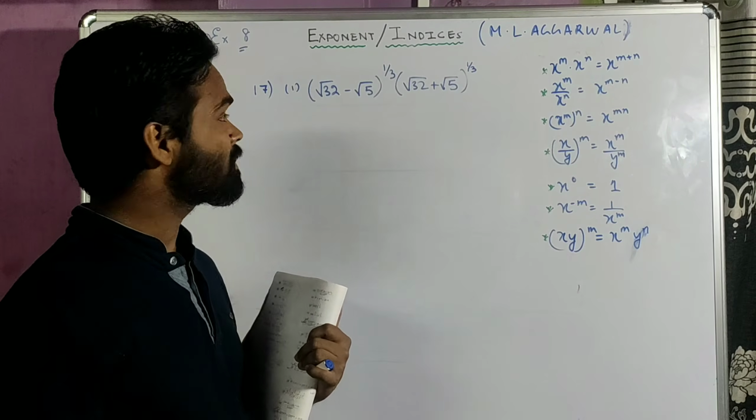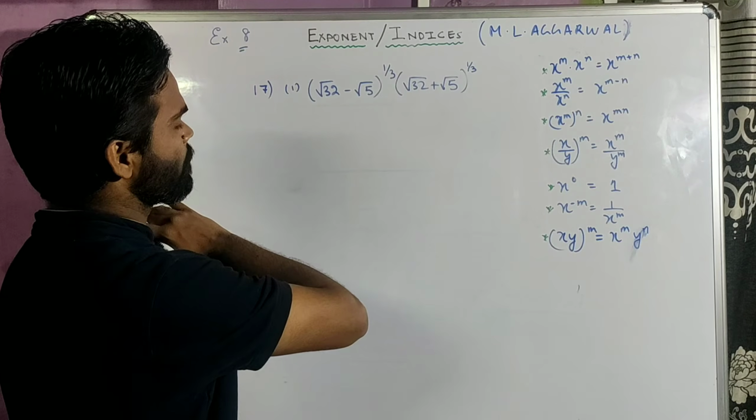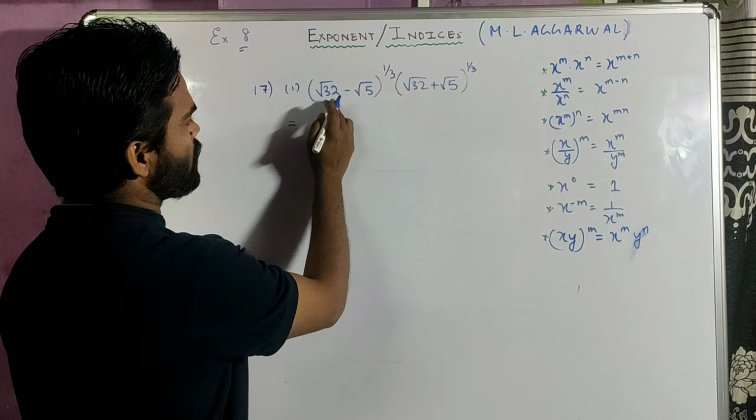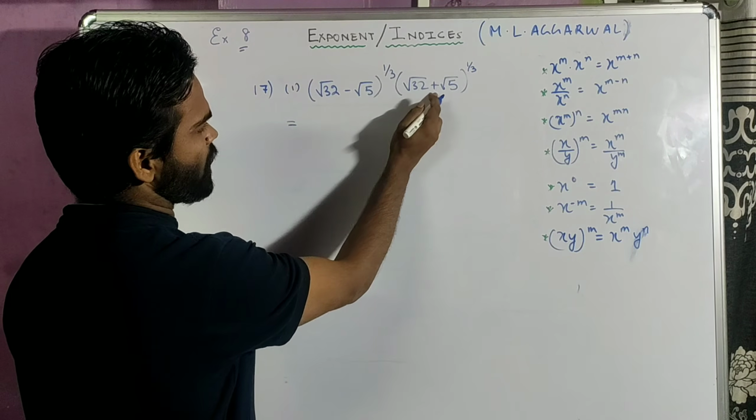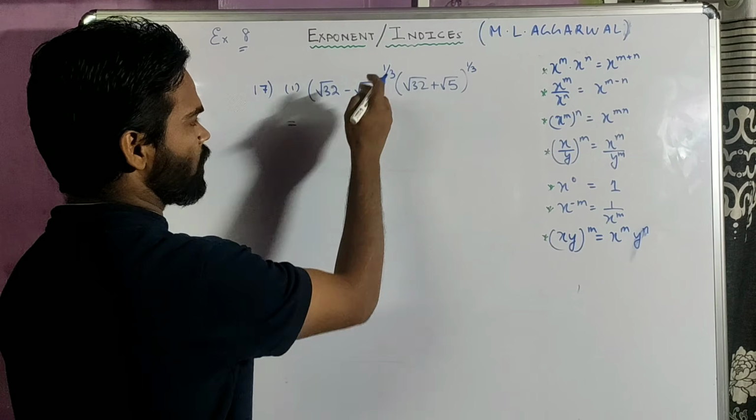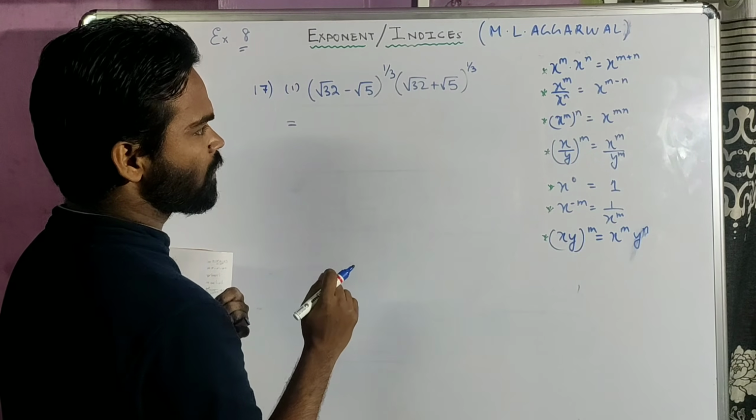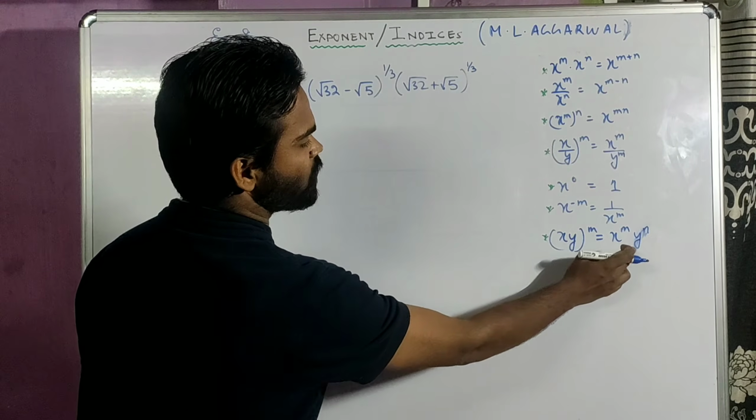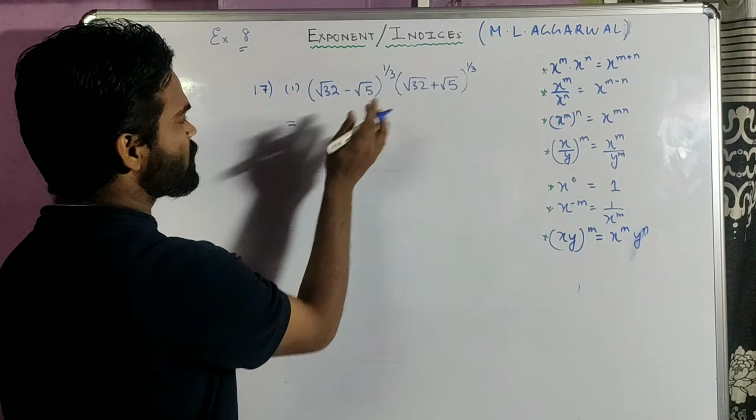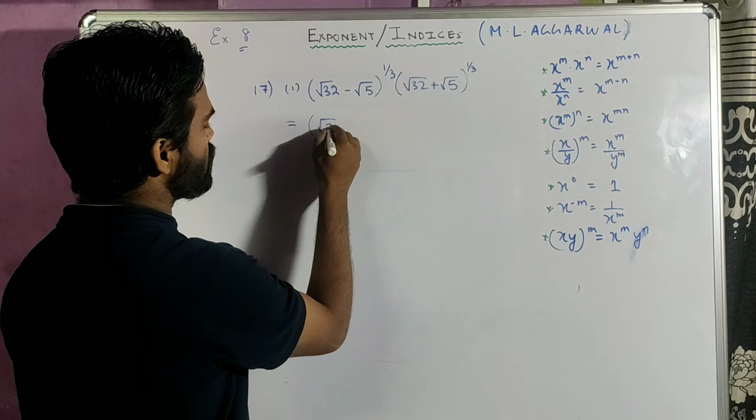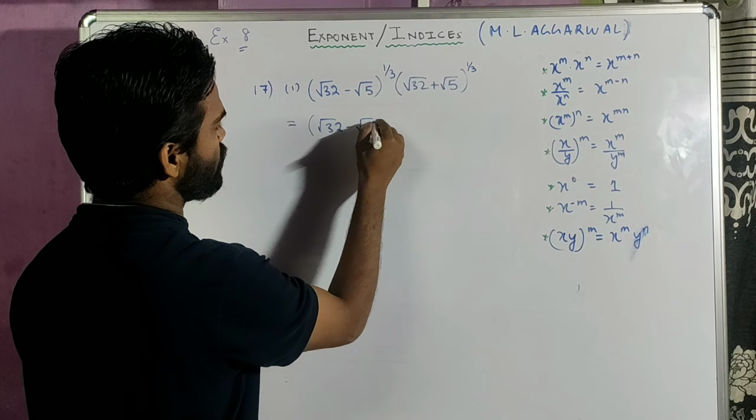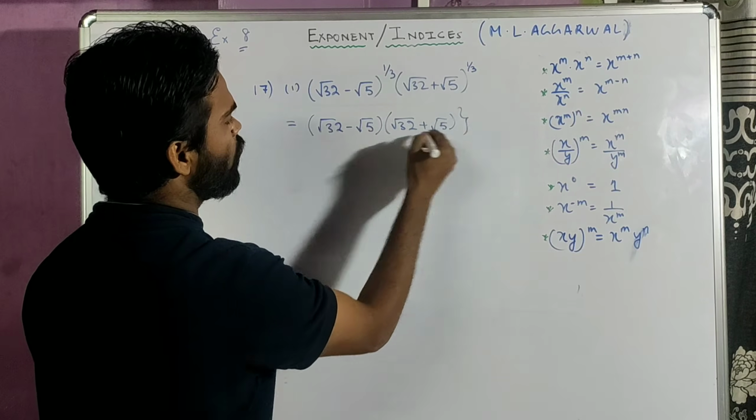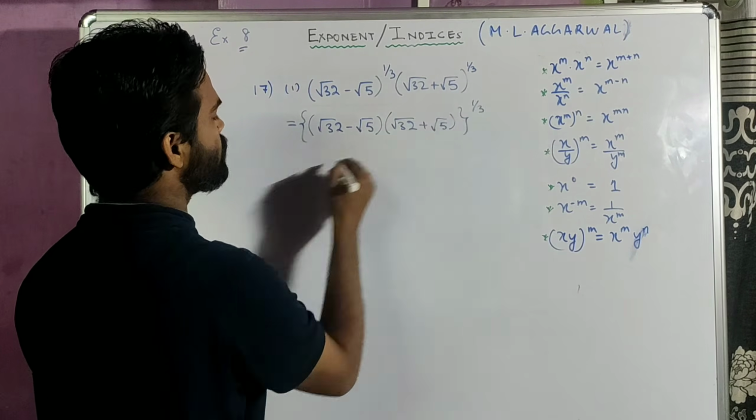Clear? Now look at sum number 17 part 1. Simplify this. Now if you closely look at this, a minus b, and this is a plus b in that form. So the power is 1 by 3 on both. If you look at this property, x to the power m and y to the power n can be written as xy to the power n, which means this can be written as root 32 minus root 5, root 32 plus root 5 whole to the power 1 by 3.